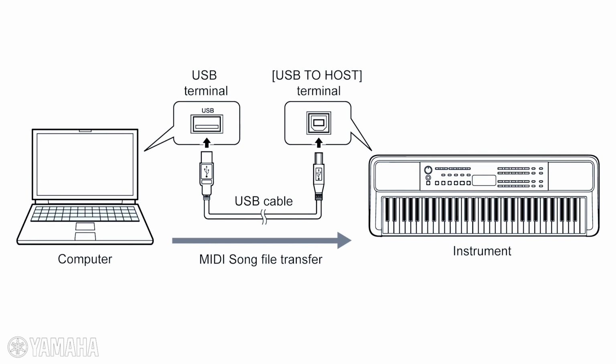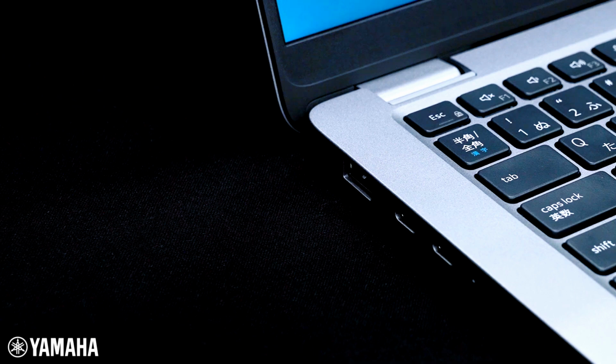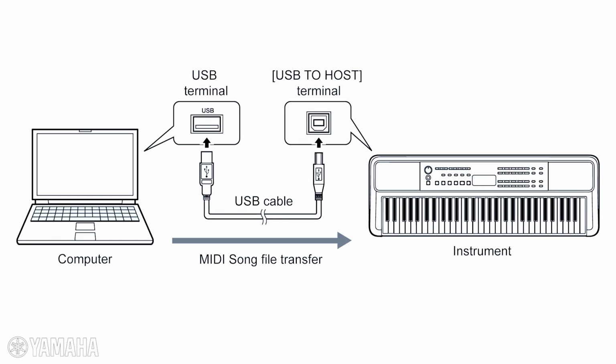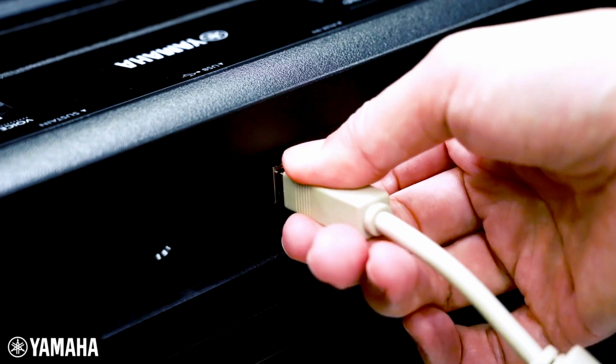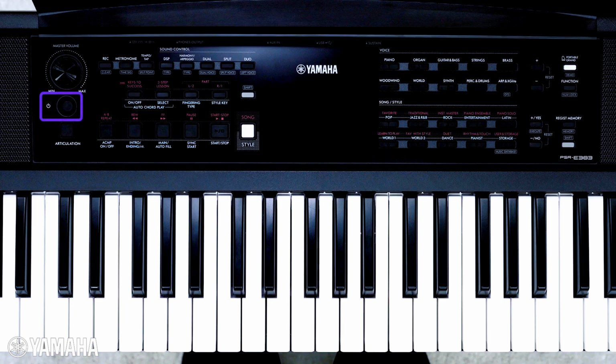Transfer your favorite MIDI song file to the instrument by connecting it to a computer via a USB cable. Connect the Type A connector of the USB cable to the USB terminal on the computer. Before turning the instrument on, connect the Type B connector of the USB cable to the USB to host terminal on the rear panel of the instrument. Turn the instrument on.